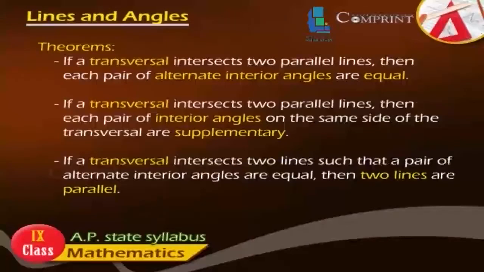Theorems. If a transversal intersects two parallel lines, then each pair of alternate interior angles are equal. If a transversal intersects two parallel lines, then each pair of interior angles on the same side of the transversal are supplementary. If a transversal intersects two lines such that a pair of alternate interior angles are equal, then the two lines are parallel.